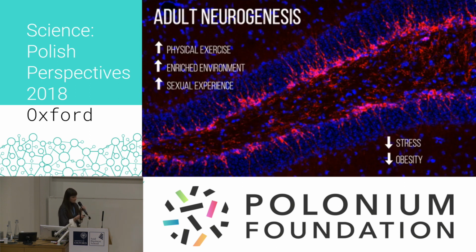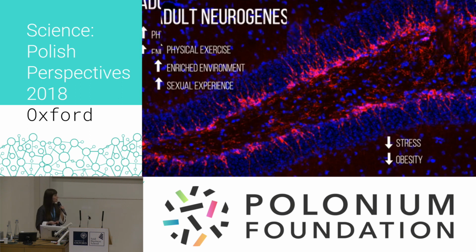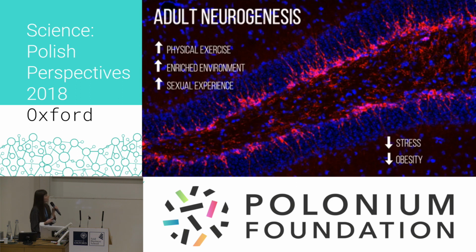Here on the slide, in pink, you can see the adult-born neurons from a rodent brain, so we can actually see that the population of adult-born neurons is quite big. Since adult neurogenesis is one aspect of brain plasticity, it can be regulated by experience. We can distinguish factors that increase neurogenesis, such as physical exercise, environmental enrichment, and sexual experience. On the other hand, there are factors that reduce adult neurogenesis, such as stress or obesity.